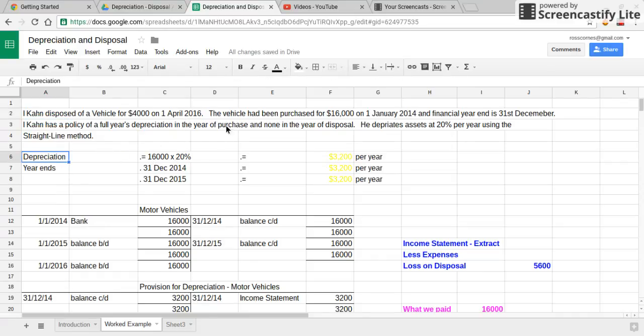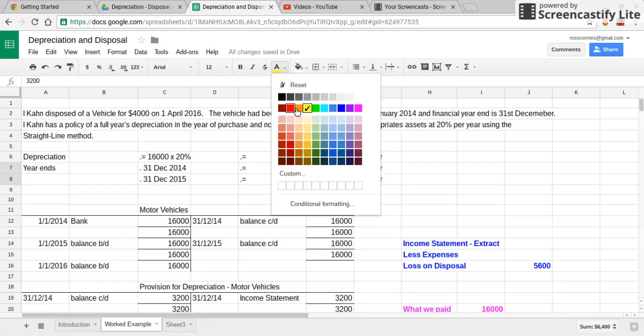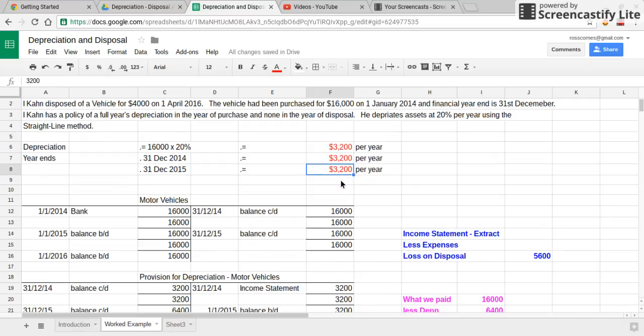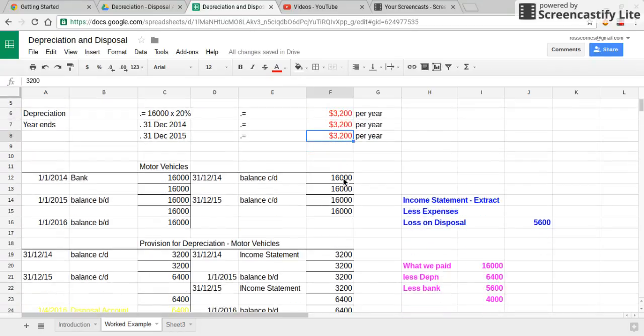First thing we need to do is straight line method, so it's easy. We need to calculate a full year's depreciation. So that'll just be $16,000 times 20%, and that comes to hopefully $3,200 per year. So for each of the years that this asset is owned before the year of sale, we're going to include an extra $3,200 of depreciation.